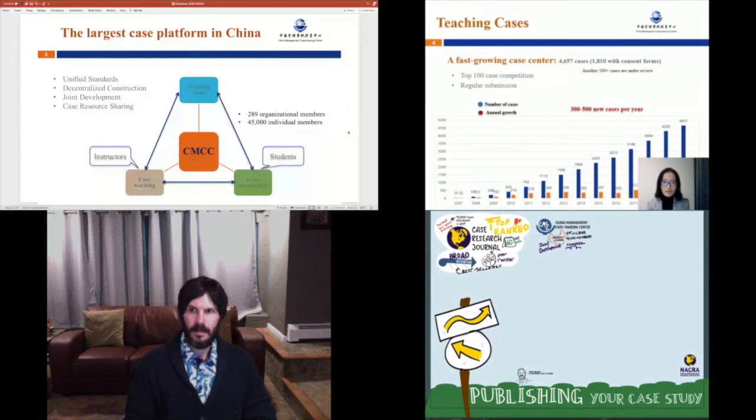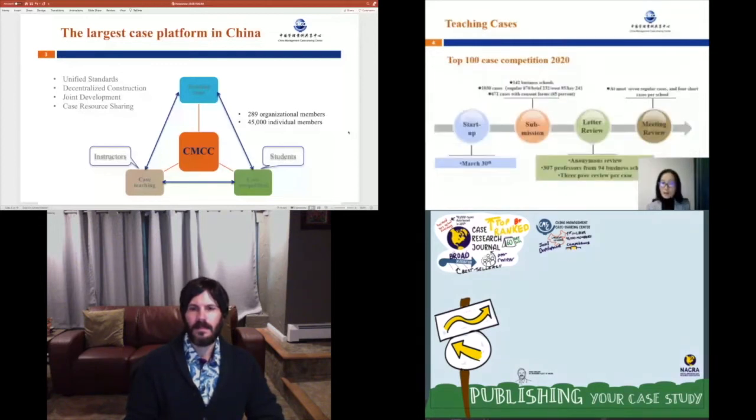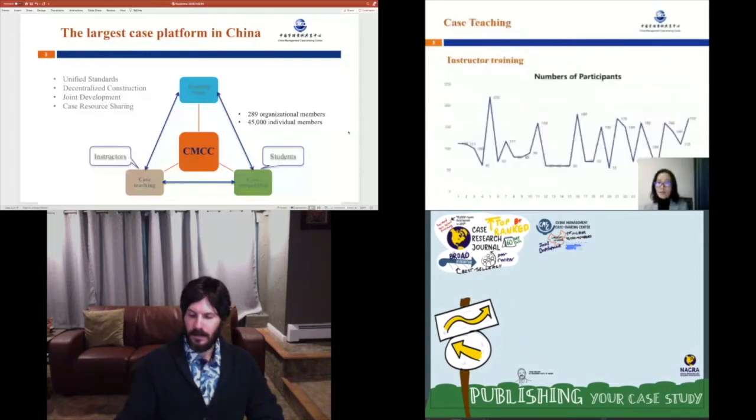To identify the high-quality cases, we have 2 rounds of review. The first round is letter review. Altogether, more than 300 professors from 94 business schools worked as peer reviewers. In the second round, we have meeting review. Each business school is allowed to have at most 7 regular cases and 4 short cases. In addition, more than 3,000 instructors from business schools nationwide took part in the case training program held by CMCC.